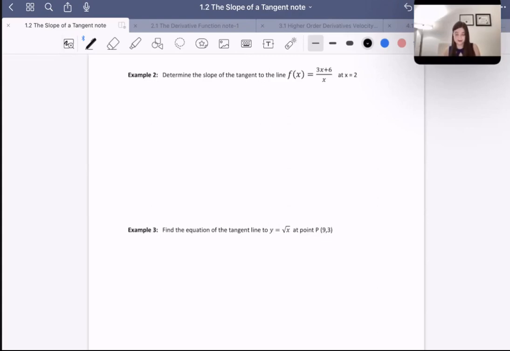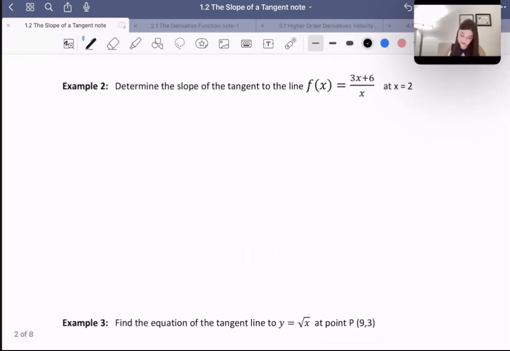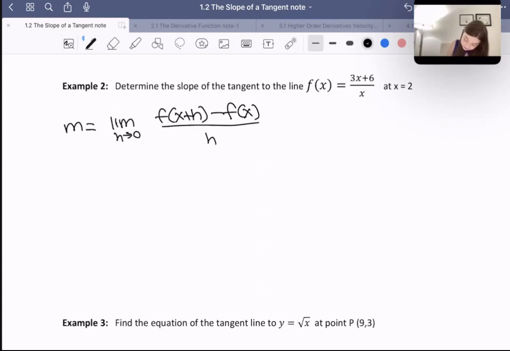So in example 2, it says determine the slope of the tangent to this line. So just a reminder that m is equal to the limit as h approaches 0, f of x plus h minus f of x over h, which in this case is equal to what? Well, what does this function do? It says to multiply the input by 3 and add 6, and then take all of that over the input, right?